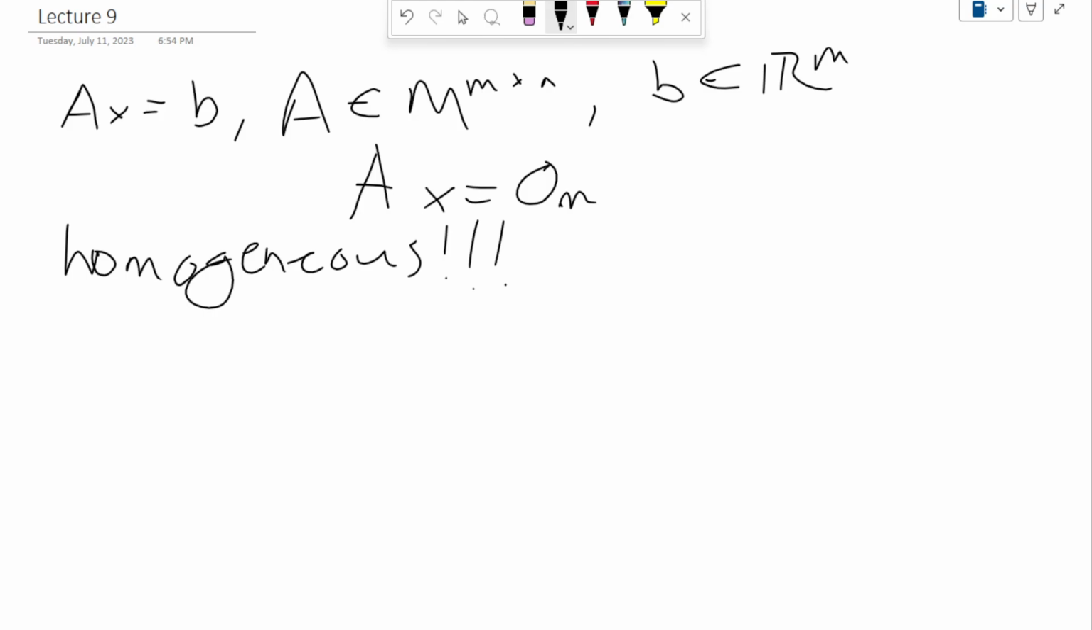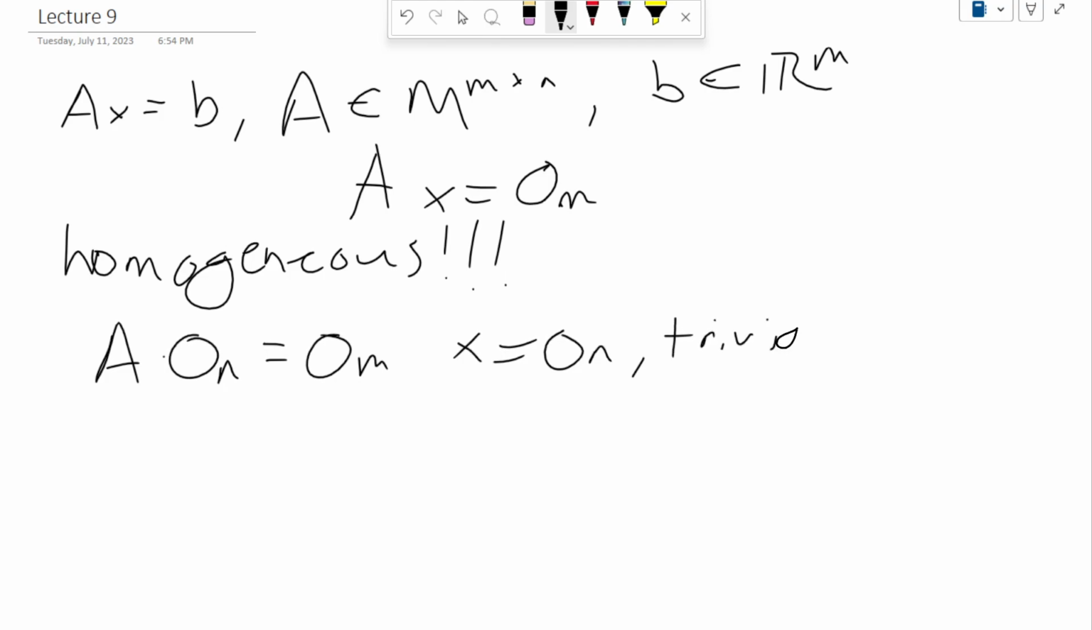And there are some interesting things about this system. For one, it's always solvable, because A times 0, the 0 vector, is always going to give you back a 0 vector. So there's always a solution to this problem. And because of that, we call the solution x = 0_n the trivial solution. So what we're really looking for is non-trivial solutions to this problem.